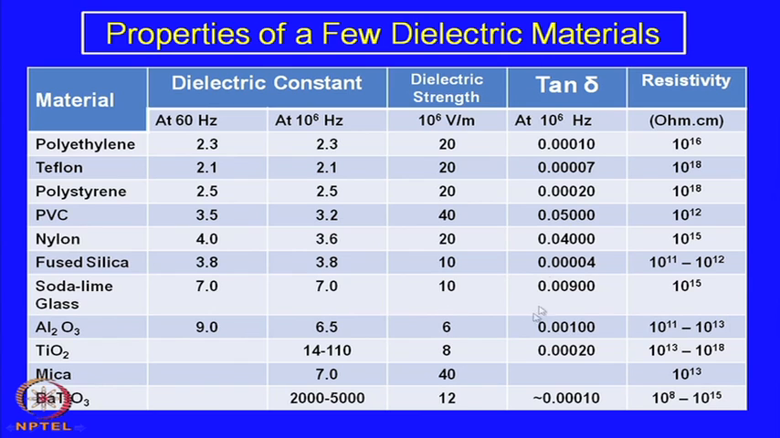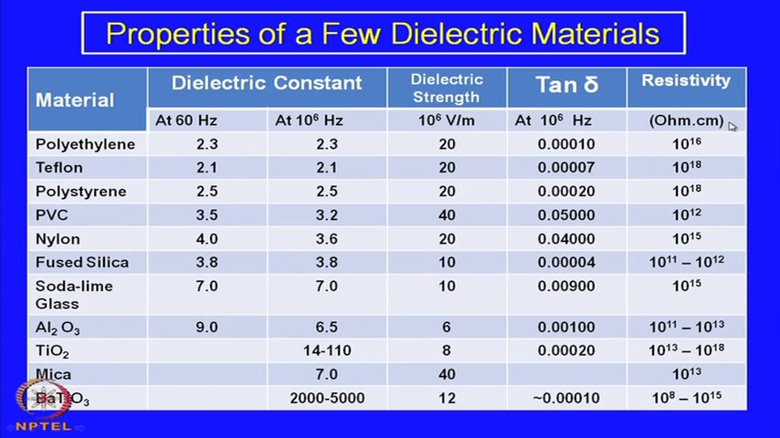Tan delta, the values of tan delta are of this order for all materials, as you can see, it is 10 to the minus 3 or 10 to the minus 4 like that. Tan delta for barium titanate or TiO2 is slightly high, aluminum oxide is a little higher than the others, but mostly it is measured at 1 megahertz and the values are like this.